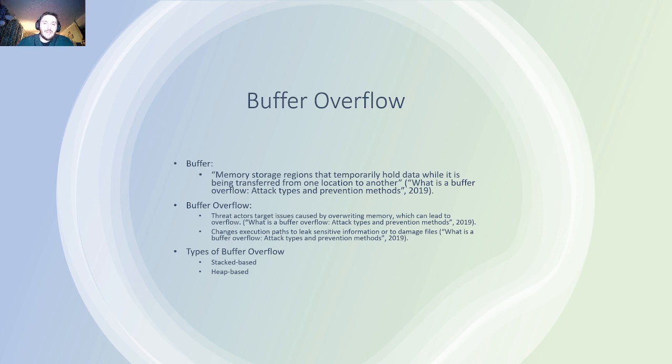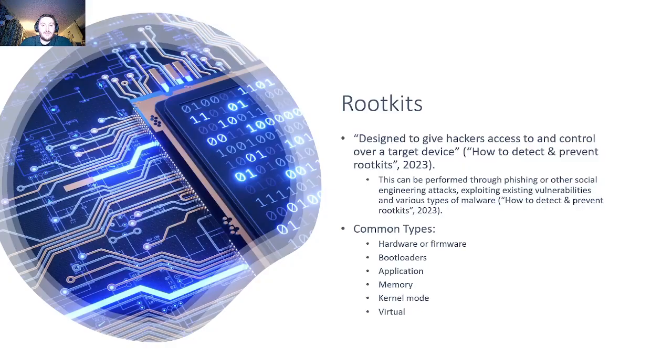So, in short, memory storage regions temporarily hold data while it's being transferred from one location to another. Threat actors use this by overwriting the memory, which leads to the overflow. And then changes in execution paths lead to sensitive information exposure or damage to files. So if they get access to this, they have methods and ways to attack the files, to leak the files, to basically have their way with any sensitive documents.